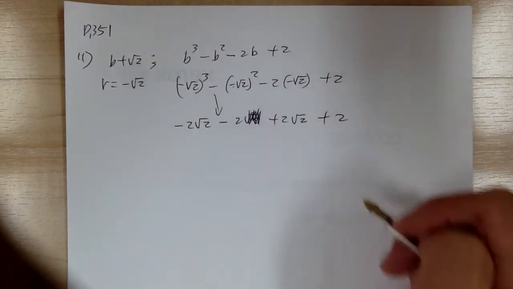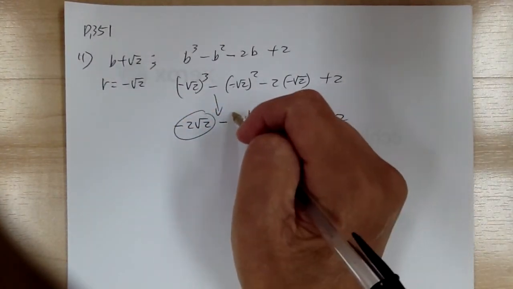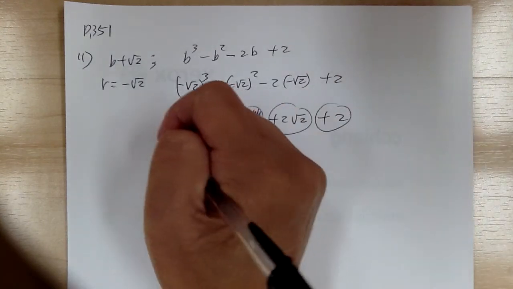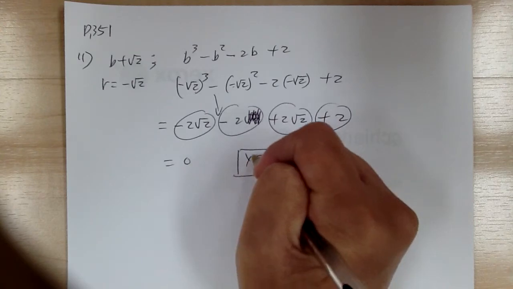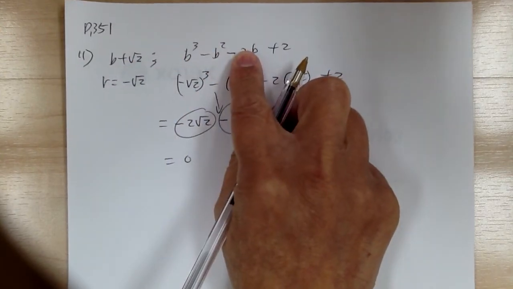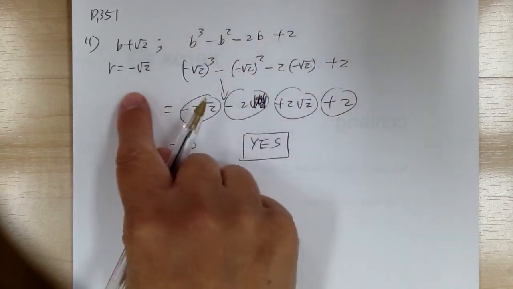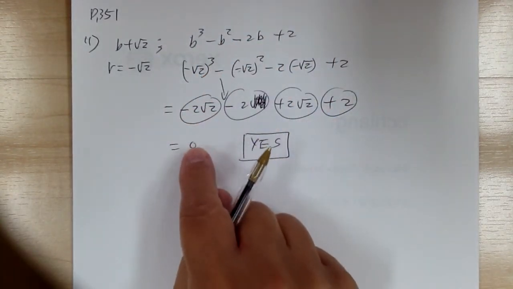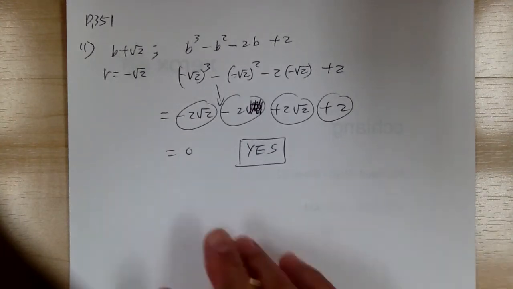Okay, there we go. This and this will cancel out, and this will cancel out, so this will equal 0. So again, it's yes. This is a factor of this because it will divide exactly. The reason you can divide exactly is because when you substitute, you get 0. That means the remainder equals 0. Again, remainder and substitution are interchangeable.